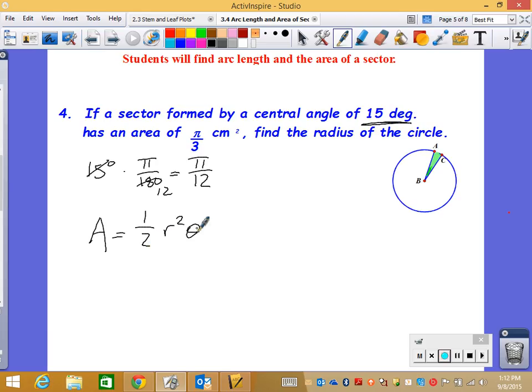I know the area. I know A as pi over 3 centimeters squared. That's equal to 1/2 times, I don't know the radius. That's what I want to find. So I'm looking for r, so I put in r squared, times theta, which I know as pi over 12 radians now. So I'm going to multiply both sides by 12 over pi to cancel.